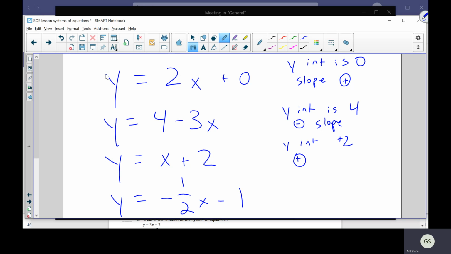So positive slope, and then last one, what's the y-intercept? Negative 1 is all by itself. Make sure you include that negative. So when you put a point on the graph, it should be on the negative 1.